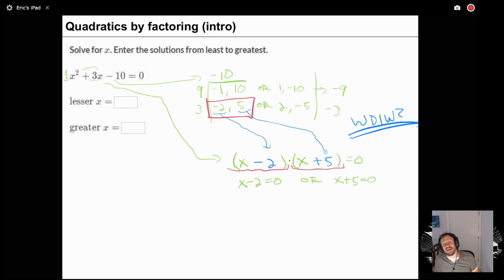Again, the reason why, we're multiplying two numbers together and we're getting 0. How can that happen? There's no numbers other than 0 that you can multiply together to get 0. One of those numbers has to be 0. That's all we're saying in this step here. We're just saying either the first number has to be 0, or this one has to be 0. Okay, well, if x minus 2 is 0, then x is 2. If x plus 5 is 0, then x is negative 5. And we've got our solutions.